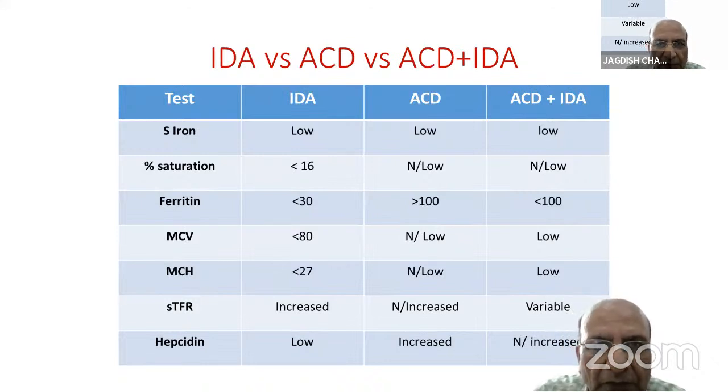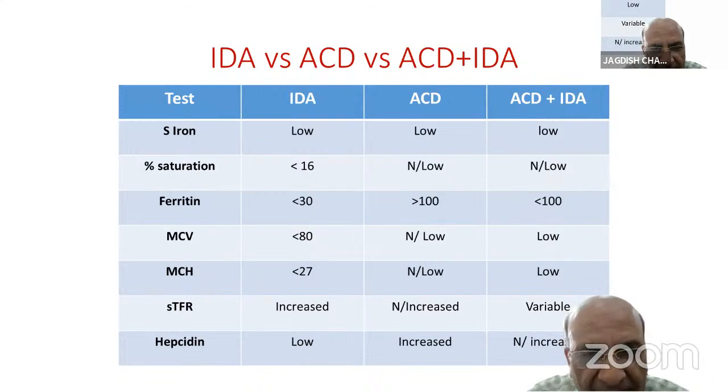So serum iron would be low in both, but saturation would be decreased in IDA and normal in ACD. Ferritin would be lower in iron deficiency anemia, and it would be more in anemia of chronic disease. MCV is generally normal in anemia of chronic disease, but it may be low if it is chronically persisting.